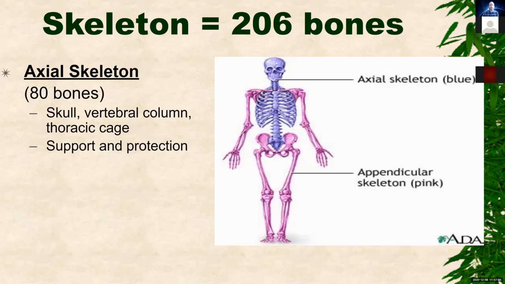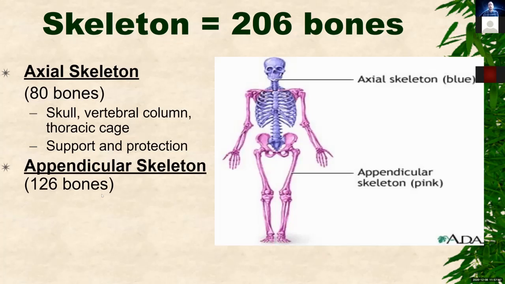The skull protects the brain. It protects some of the spinal cord, and then the spinal cord continues down the vertebral column, the spinal column, which protects the spinal cord. So we think of the axial skeleton as our support skeleton and our protective skeleton.